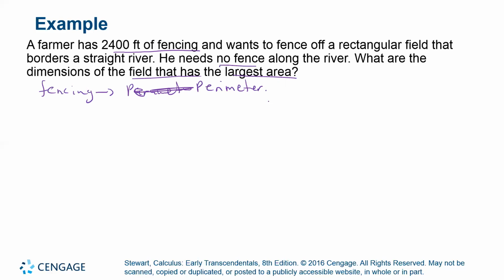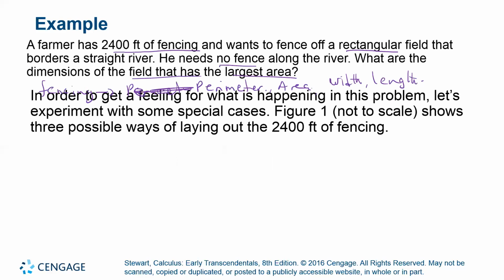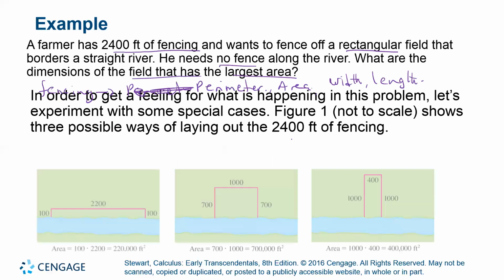All right. And then with the largest area, I also have area there, right? That's a quantity. Okay. So we can look at the dimensions. Since it has area and it's a rectangle, we have width, we have the length as well, all included. But let us see some possibilities. Let's experiment with some special cases. So the figure below gives us some possibilities.